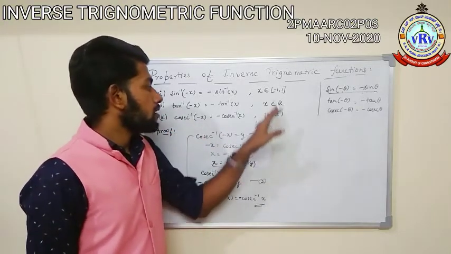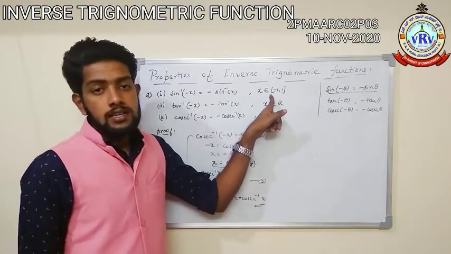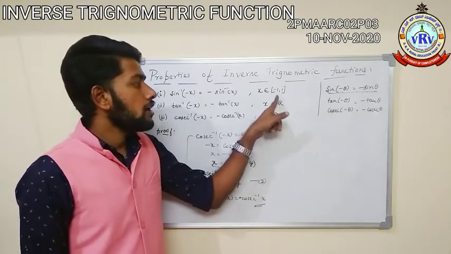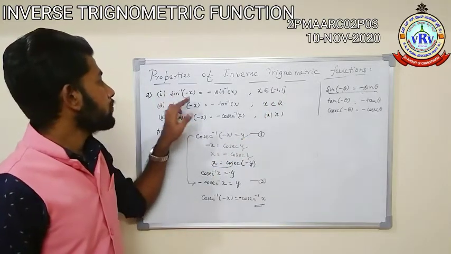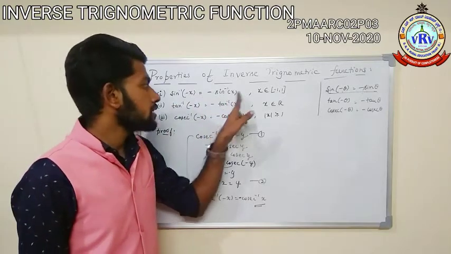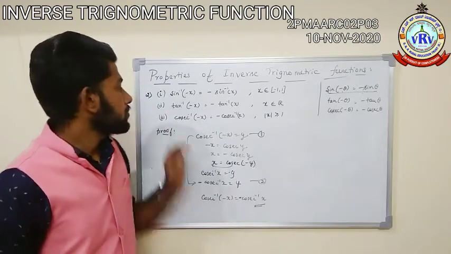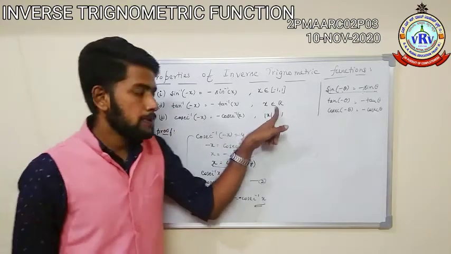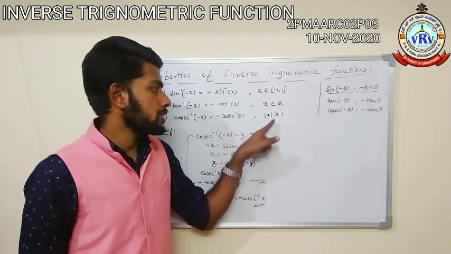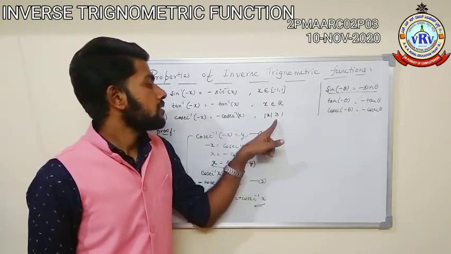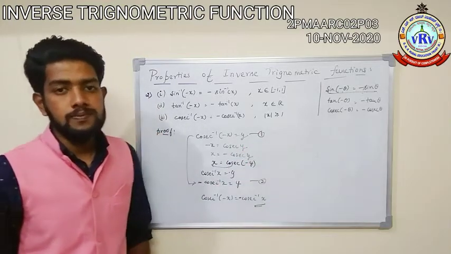It is obvious when this function is in its principal value branch: sine inverse of minus x is equal to minus sine inverse of x if and only if x lies between minus 1 and 1. Similarly, tan inverse and cosecant inverse of minus x satisfy this property when they lie in the principal value branch.